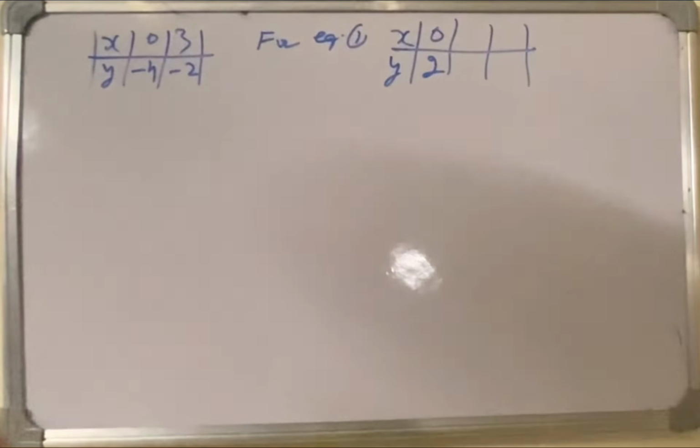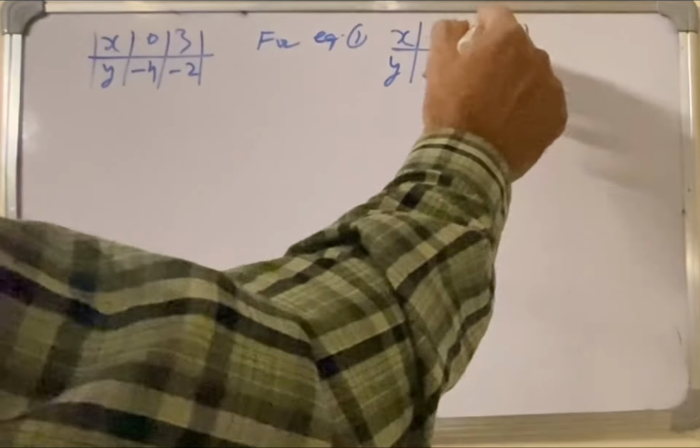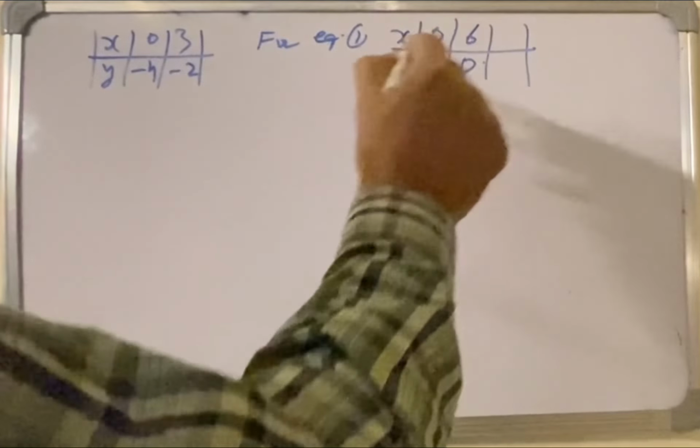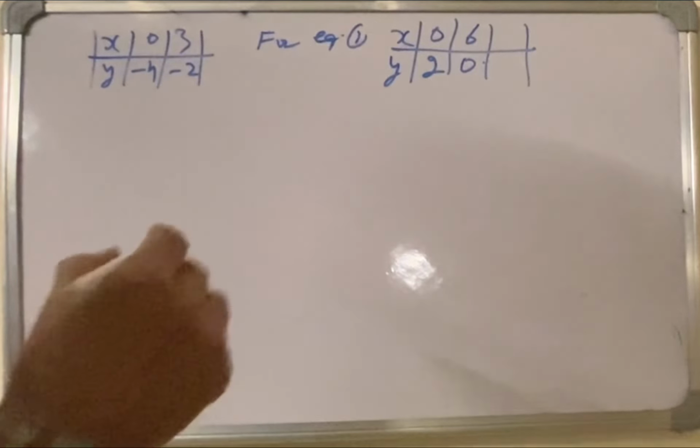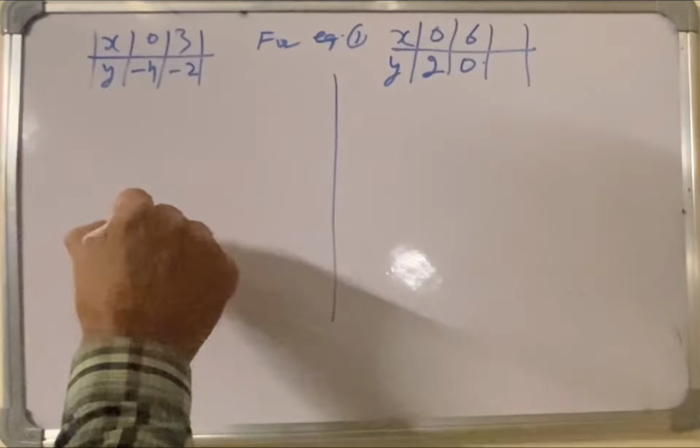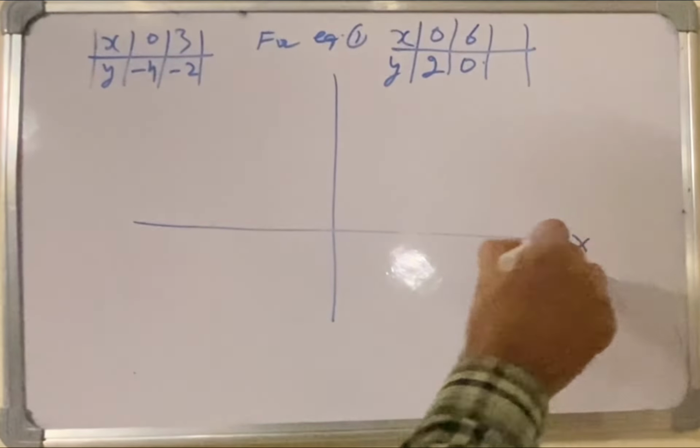x0, y2, then x6, y0. Now we draw these on the graph.